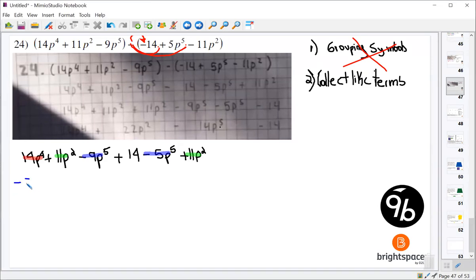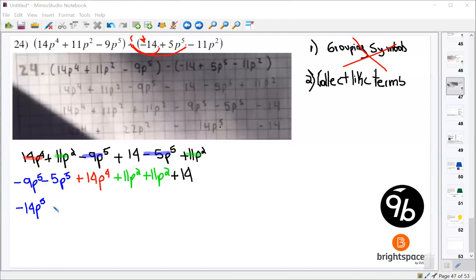So I'm going to say this is negative 9p to the fifth power minus 5p to the fifth power, right? Then I'm going to be moving into red because the exponent is the number 4. So I'm going to be having plus 14p to the fourth power and then plus 11p squared that is being repeated. Yes, and finally plus 14. Now, negative 9 and negative 5, it's going to be negative 14p to the fifth power plus 14p to the fourth. Then I do the operations between the green terms. That's going to be plus 22p squared and finally plus 14.